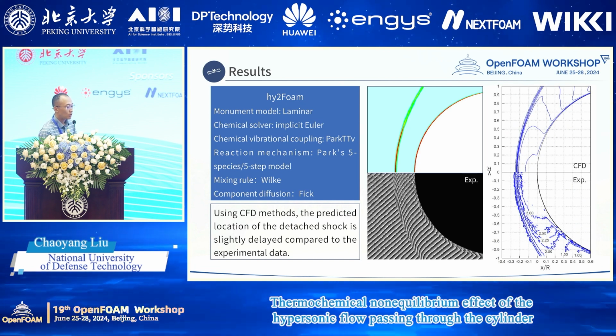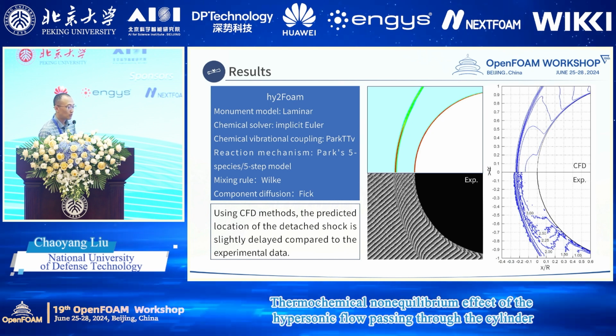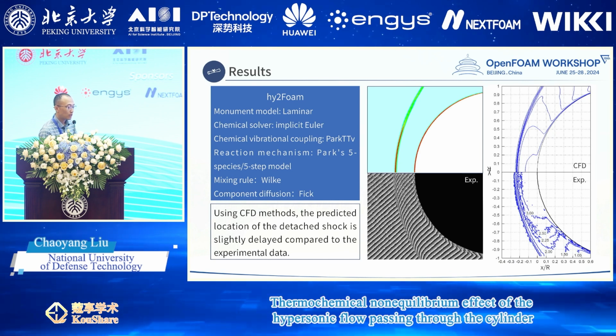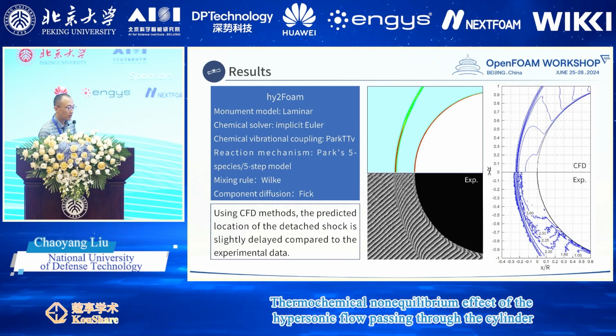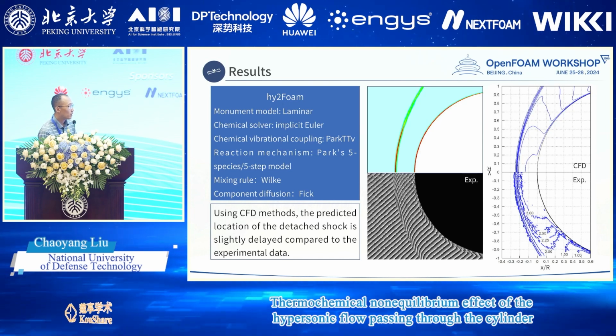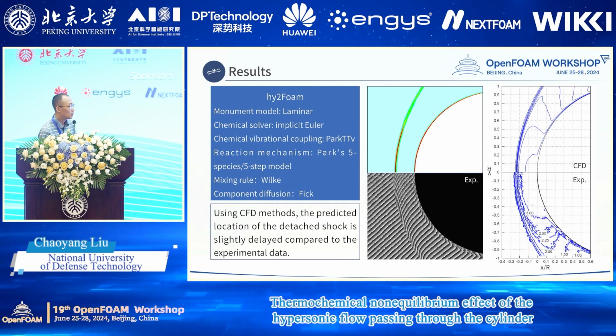The left chart represents the position of the shock wave, and the red side shows the density contour lines. The numerical simulation results are in good agreement with the experimental data. Using the CFD method, the predicted location of the detached shock is slightly delayed compared to the experimental data.